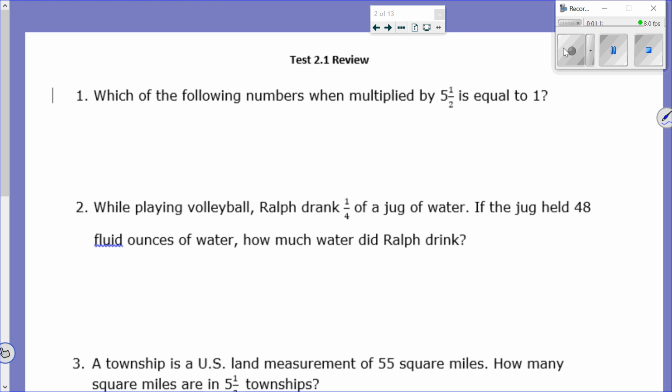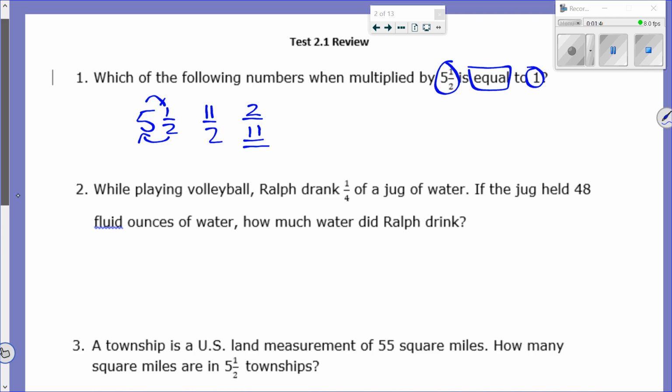Number one, which of the following numbers multiplied by 5.5 is equal to 1? In other words, what is the multiplicative inverse or reciprocal of 5.5? In order to figure that out, I take the 5.5. First thing I'm going to do is slam dunk. It means it's going to be 11 halves. The reciprocal of that would be 2 11ths. Very good on that one? Literally should be the easiest question on the test, as long as you understand what the concept is.